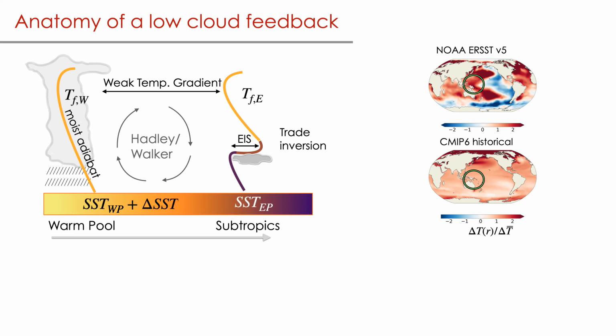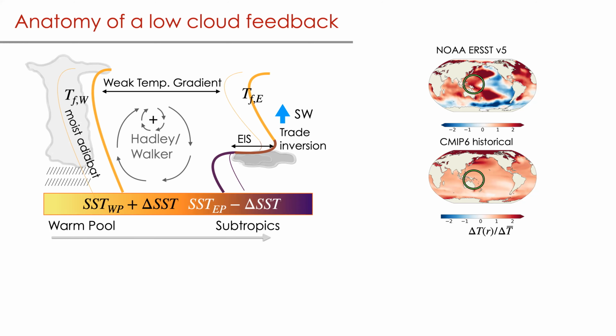Right, if we increase the sea surface temperatures in the warm pool, we get a fairly large circulation response. The moist adiabat shifts to follow the increase in SSTs due to the weak temperature gradient. The free tropospheric temperature everywhere increases. Consequently, the inversion strength increases. Consequently, you get more low clouds and more reflected shortwave radiation. So we should expect a fairly strong negative cloud feedback in response to this warm pool warming.